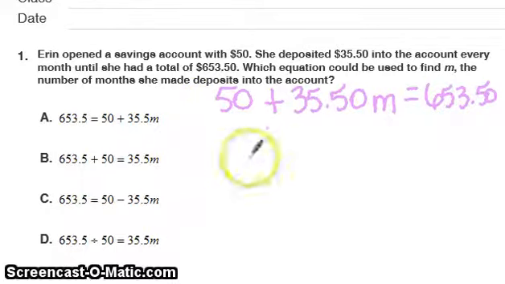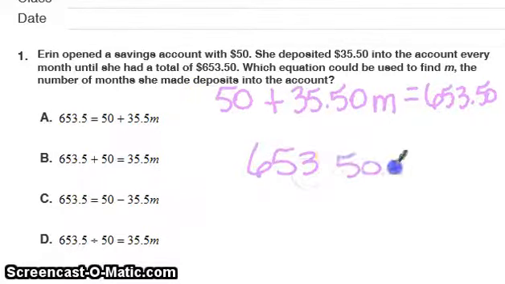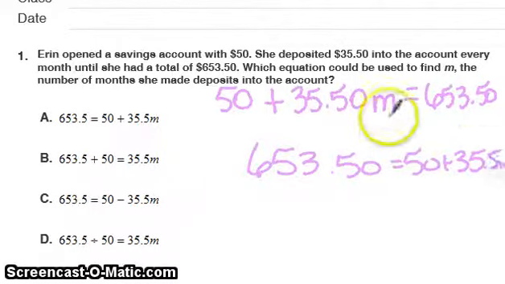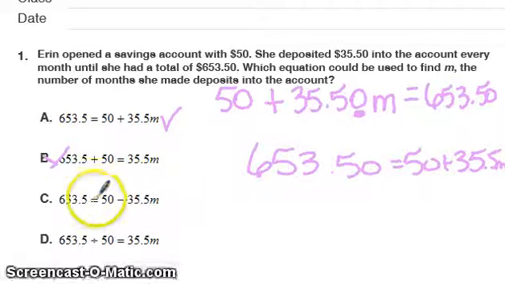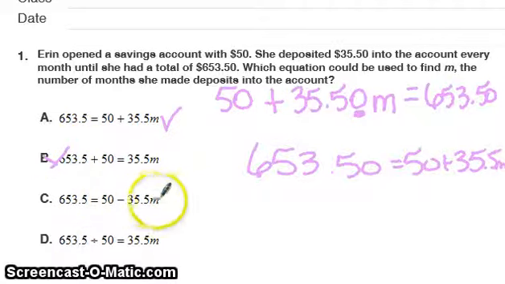It's reversed what's on what side of the equal sign, and that's okay. And it dropped this 0 here, and that's okay too. Alright, so that one matches. This one says 653 plus. We're not adding to the total here. We have a total. 653 equals 50 minus 35.5 m. If she did that, she's taking out $35.50 a month. She's not taking it out.